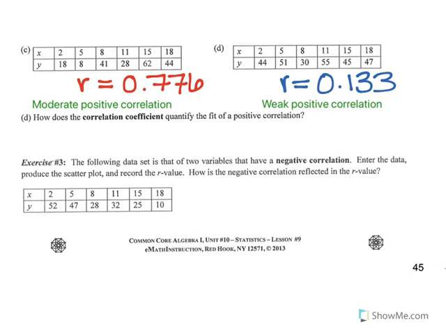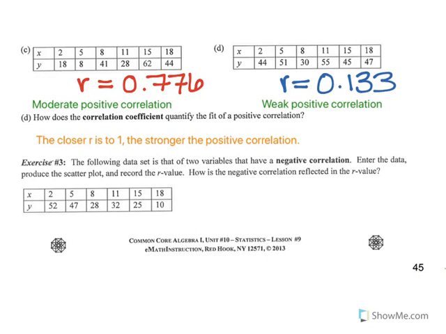Now in part D it says, how does the correlation coefficient, again they're saying how does the R value, quantify the fit of a positive correlation? So we're only talking positive here, and quantify meaning like how do you put it into numbers to make sense as far as how strong or weak the correlation is when it's positive. So what we're going to say is the closer R is to 1, the stronger the positive correlation.